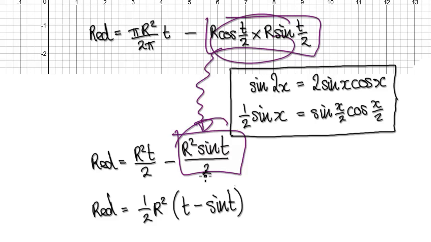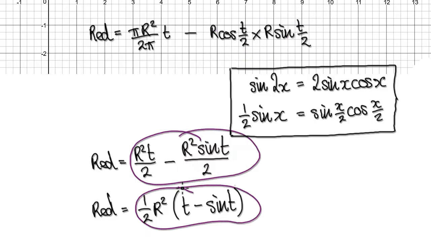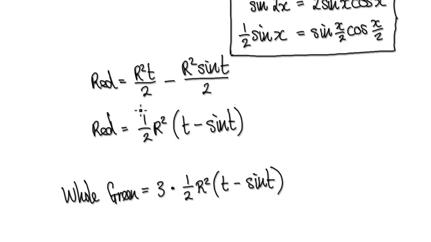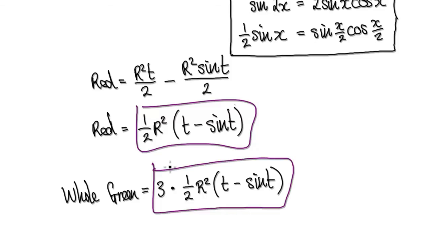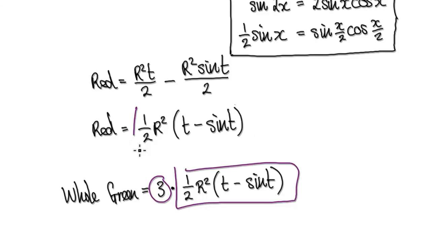From here, that will then take us to here. So now tidy up this whole thing. That will then give us this thing here. So now the red area is given by this. Earlier, the green area was given by this, and you can see that the green area is always 3 times the size of the red area. So I hope you can see that.